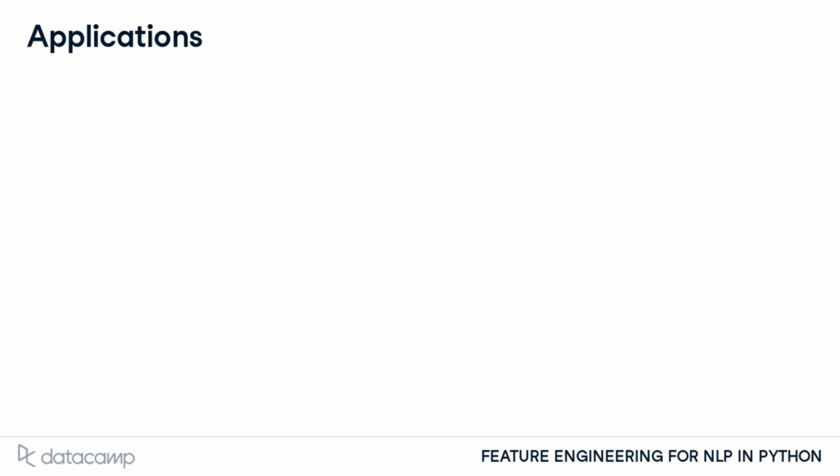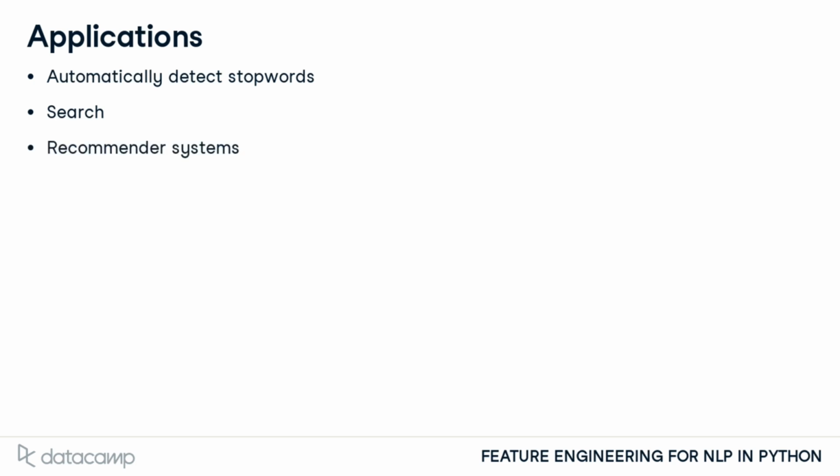Weighting words this way has a huge number of applications. They can be used to automatically detect stop words for the corpus instead of relying on a generic list. They're used in search algorithms to determine the ranking of pages containing the search query, and in recommender systems, as we will soon find out. In a lot of cases, this kind of weighting also generates better performance during predictive modeling.